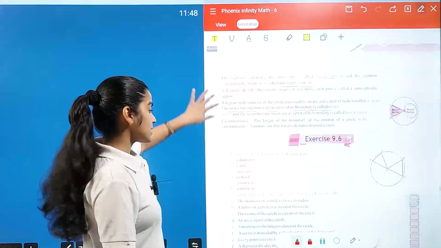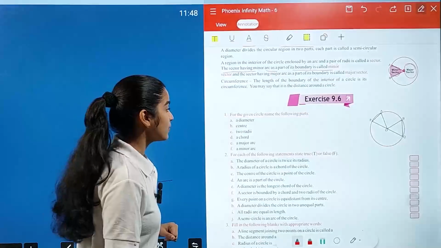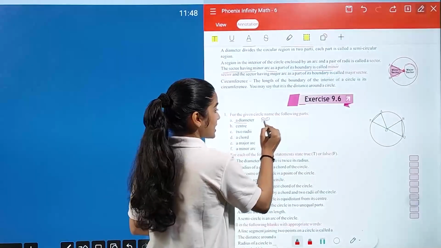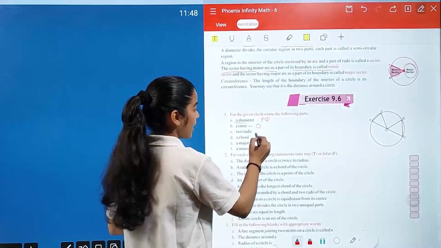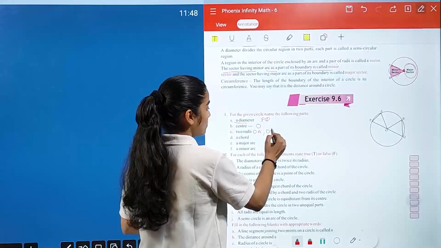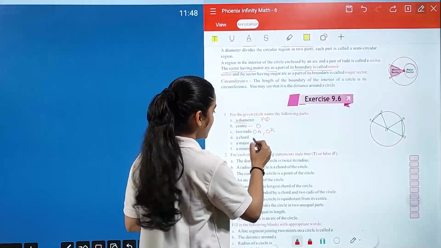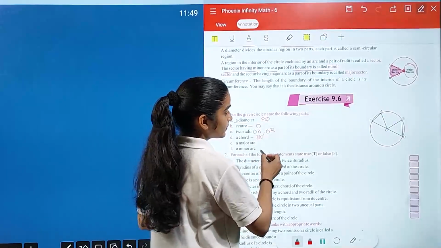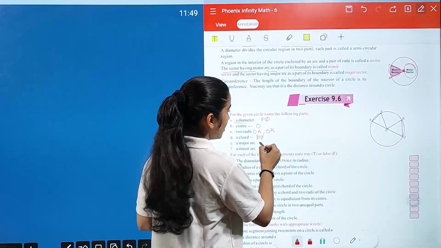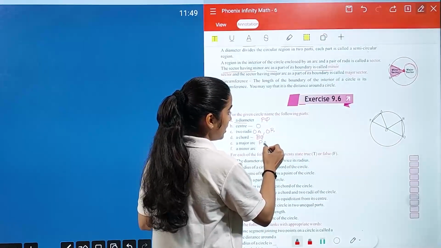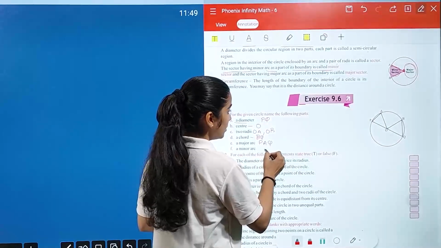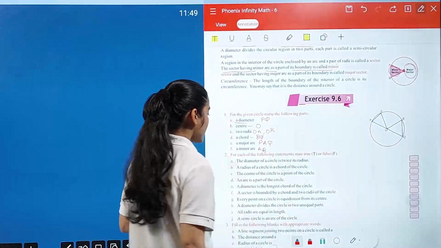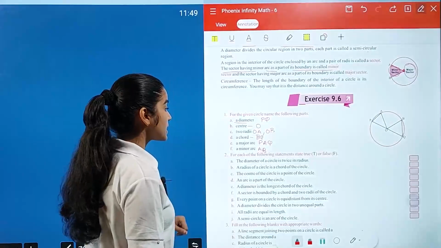Now we have our exercise 9.6. For the given circle, name the following parts. Our diameter is PQ. Our center is O. Two radii we have are OA and OB. A chord will be BQ. A major arc will be PAQ. A minor arc will be AB.